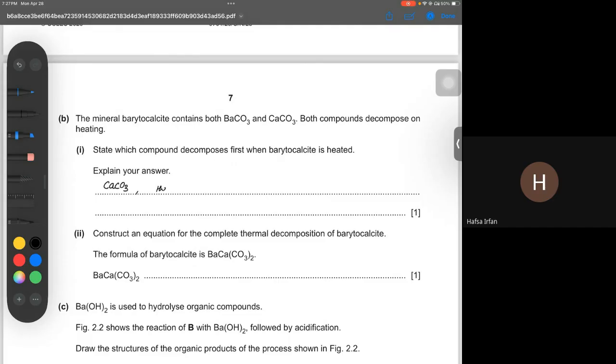As thermal stability of carbonate increases down the group. Okay. Can you tell me the next one?